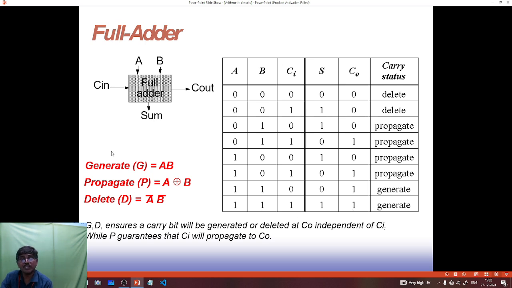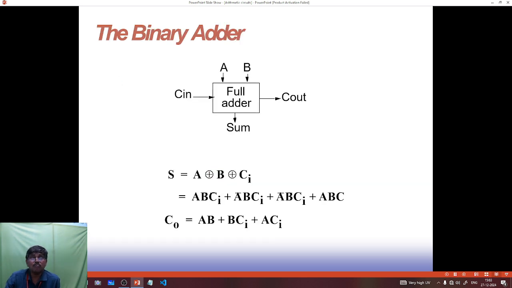Because we are multiplying A into B, that is why here it is generate, and previously also A into B. Generate is equal to A into B, and A into B is nothing but 1. So that is why here it is a generate option. So this is about the full adder. Generally, the full adder is used for the addition process, with 3 inputs and 2 outputs. Next, the binary adder. Here it is the same, the equation is given. A and B are the inputs, with 3 inputs and 2 outputs.